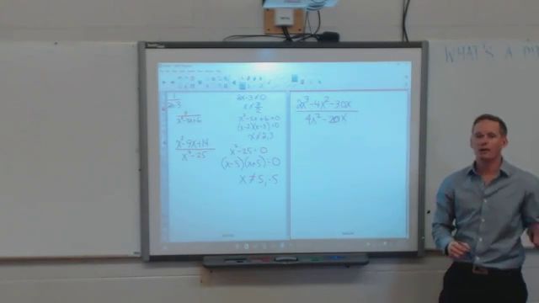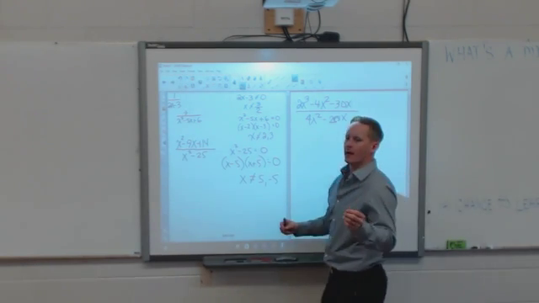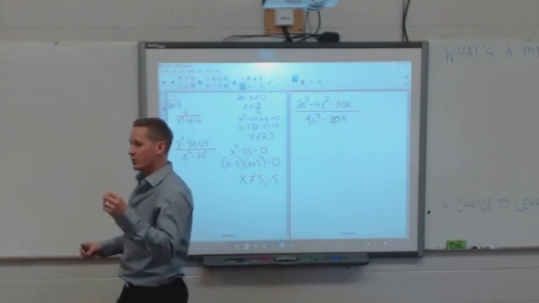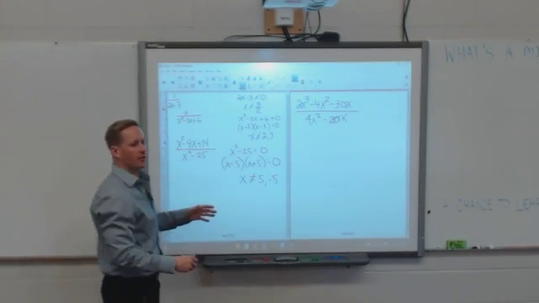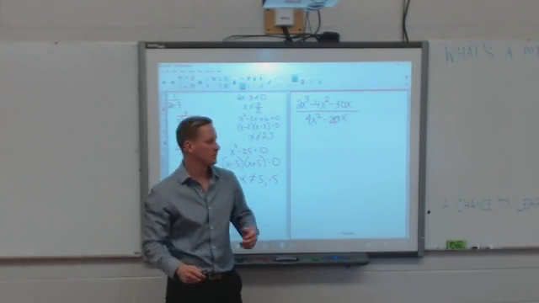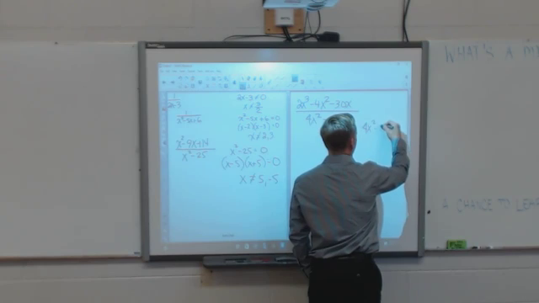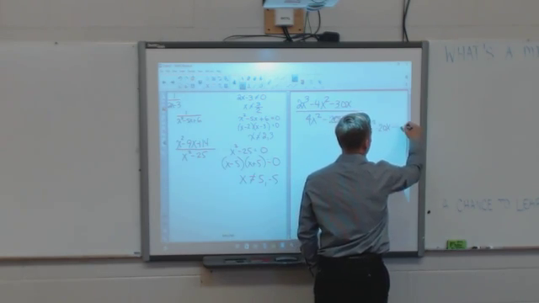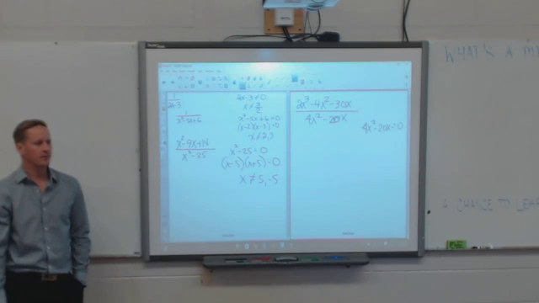Start every single question from here on in, whether you're multiplying and dividing or just simplifying as we're doing today, by finding your non-permissibles first. So what's the denominator? 4x squared minus 20x equals 0.